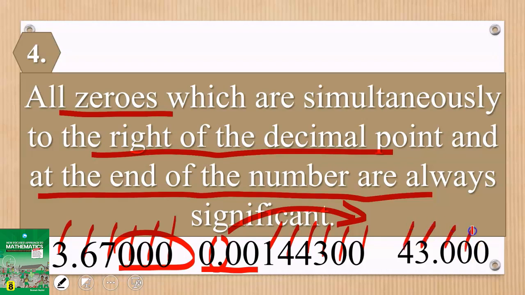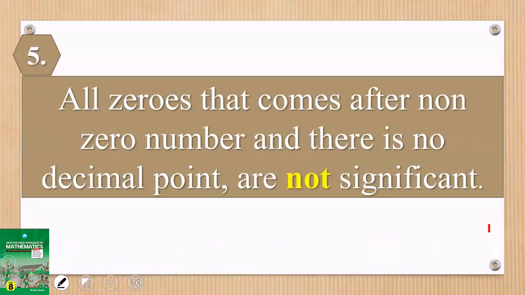1, 2, 3, 4, 5. Good. Now let's look at the 5th point. All zeros that come after a non-zero number and there is no decimal point are not significant. Be careful. This is where the confusion comes a lot. All zeros that come after a non-zero number and there is no decimal point, they are not significant.